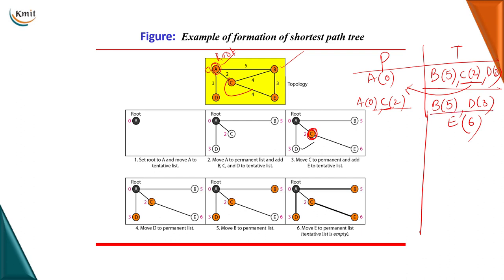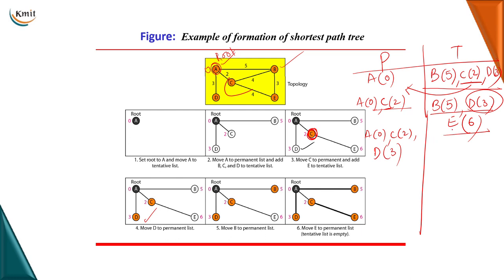Now again I will look into the tentative list and look for the shortest path, that is D. A is already there, C is already there. Now the next working node, the permanent node, will be D. You can see the ones circled in orange are the permanent nodes. Now the next one is D with a cost of 3. So I will make use of D and look for the neighbors of D. Who are the neighbors of D? You can see the neighbors of D include A, which is already a permanent node.